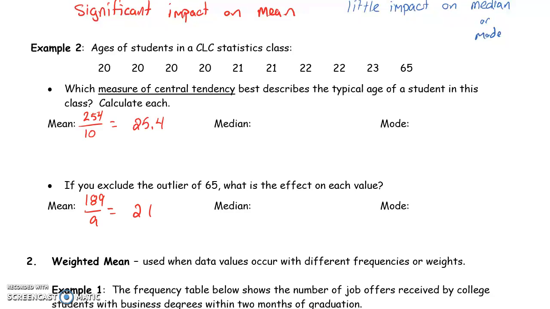All right, so I first did the mean, 254 divided by 10. The mean of the data is 25.4 years old. But if I exclude the outlier, it's 189 divided by 9, or 21 years old. That's a significant change, more than 4 years on the mean. Press pause and make sure you check the median and the mode as well.